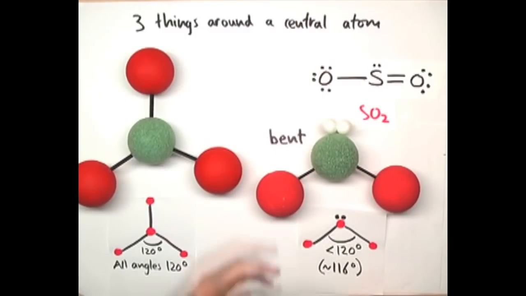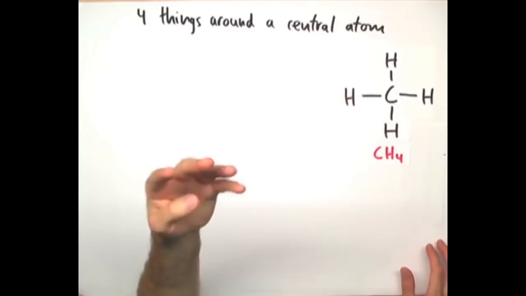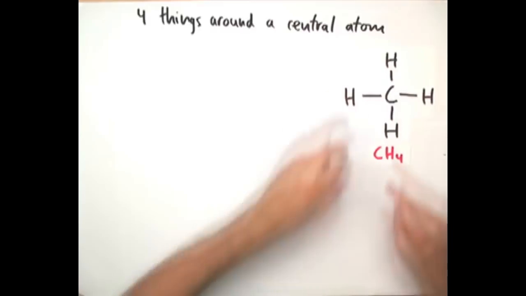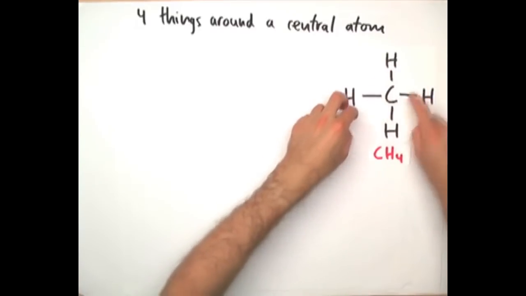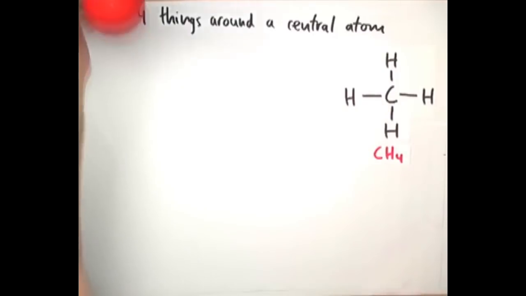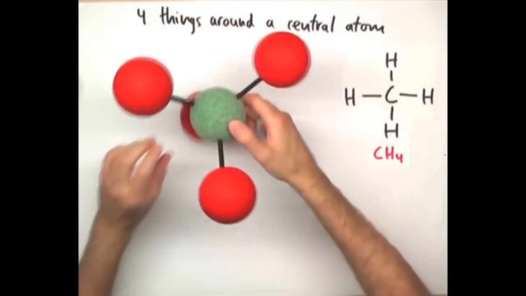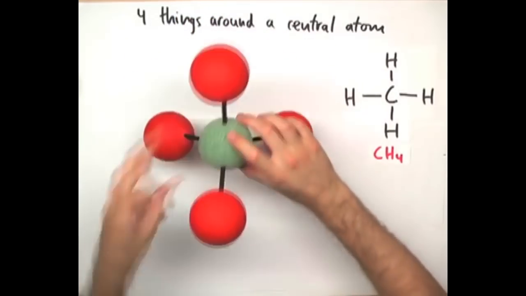Now let's move on to some molecules that have 4 things around the central atom. CH4 here has 4 things around a central atom, and they are all bonds to other atoms. So each of these bonds contain a pair of shared electrons, and that means that the bonds all want to push against each other and be as far from each other as possible. This molecule, CH4, is going to have this shape in 3 dimensions, okay?